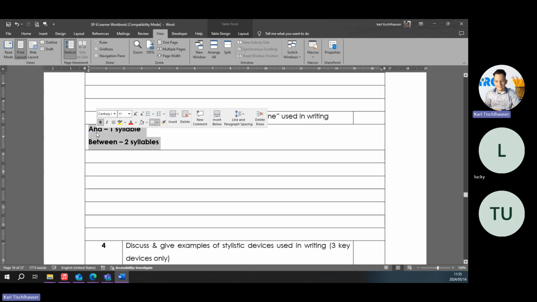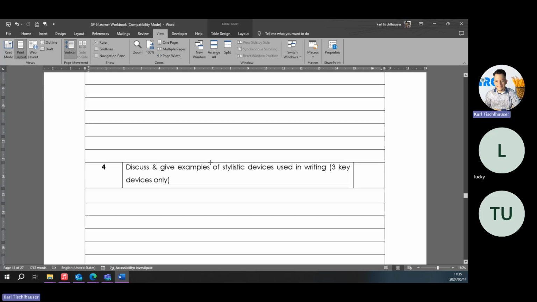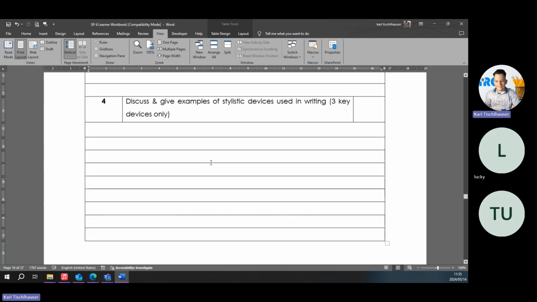And then tone just refers to, is it happy? Is it sad? Is it excited? Is it overjoyed? What is the feeling that the words are evoking? Number 4 says discuss and give examples of stylistic devices used in writing. Give 3 key devices only.